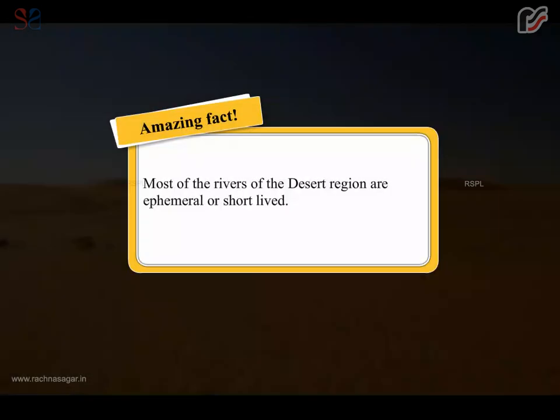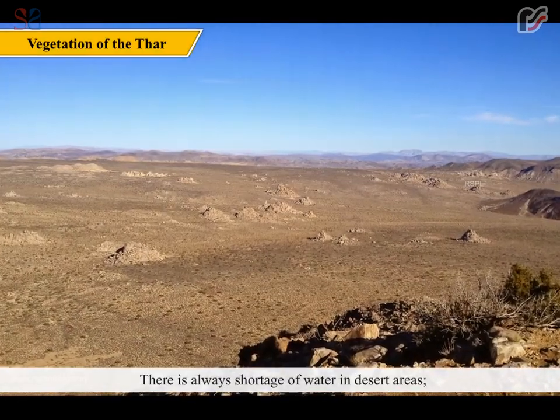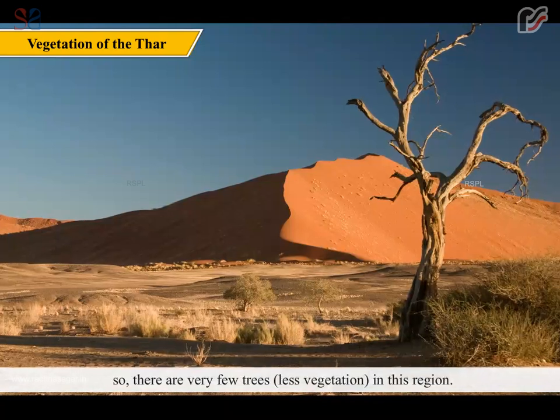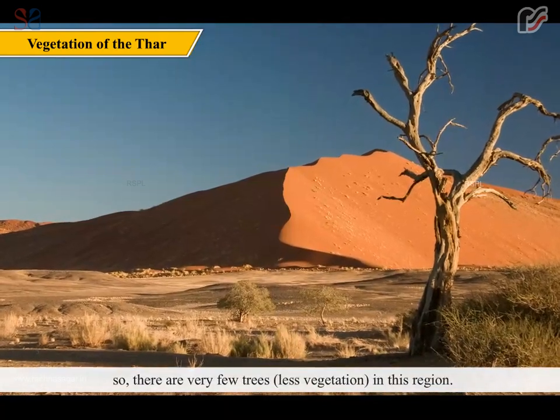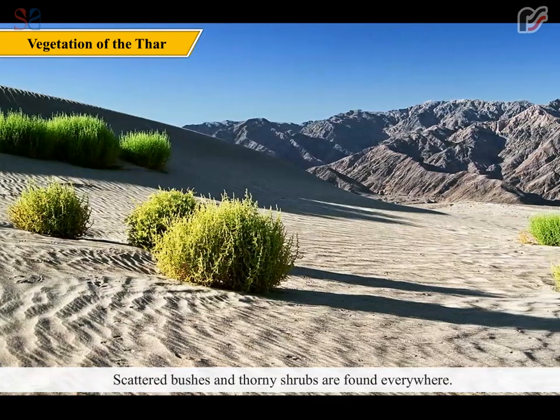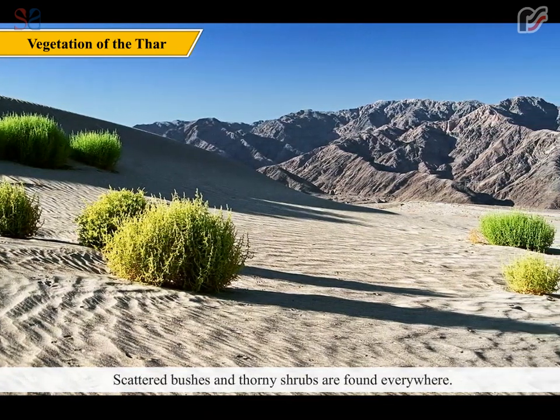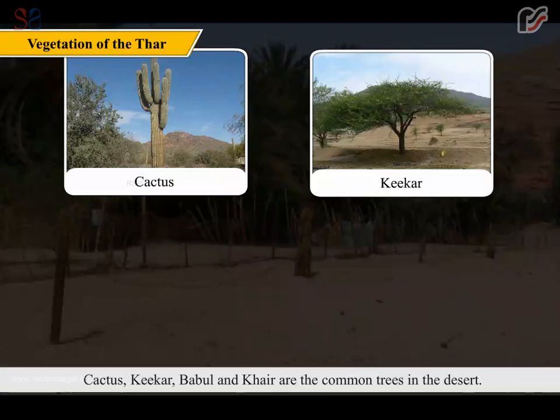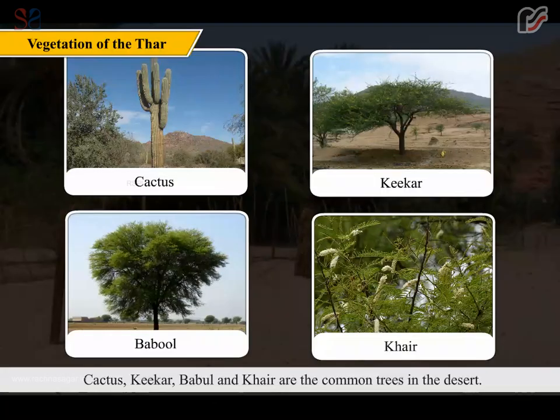Amazing fact! Most of the rivers of the desert region are ephemeral, or short-lived. There is always a shortage of water in desert areas, so there are very few trees and less vegetation in this region. Scattered bushes and thorny shrubs are found everywhere. Cactus, kikar, babool, and khair are the common trees in the desert.